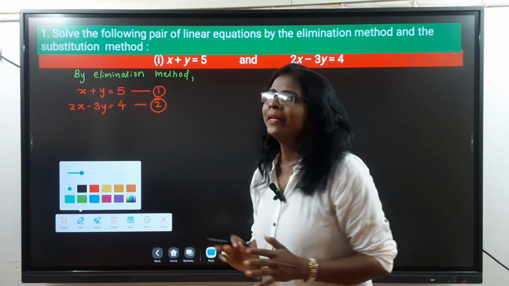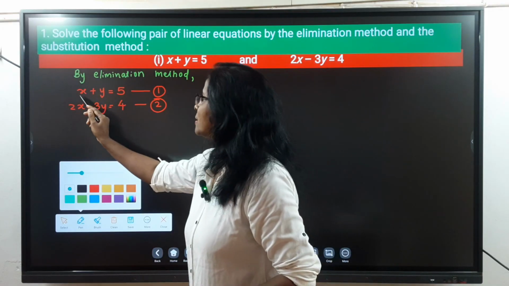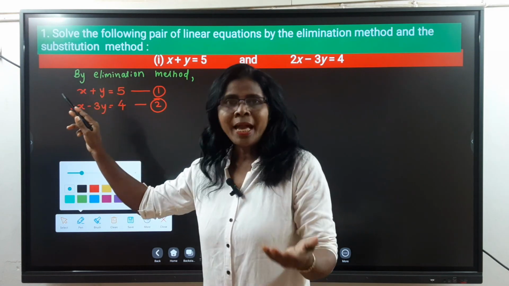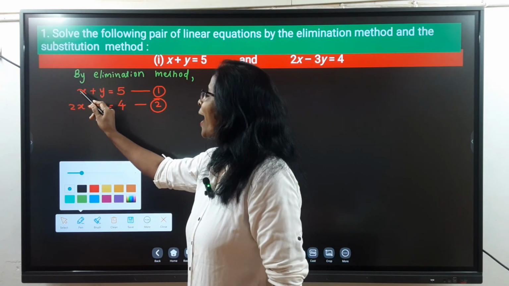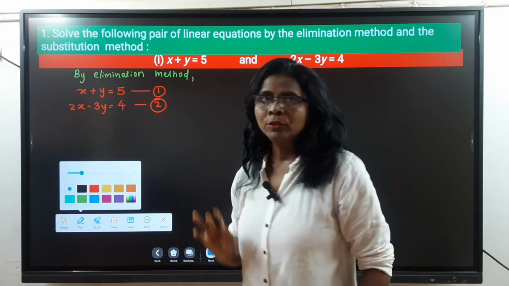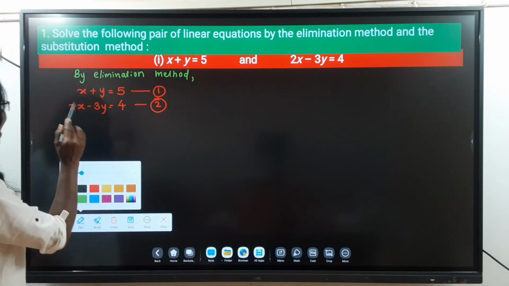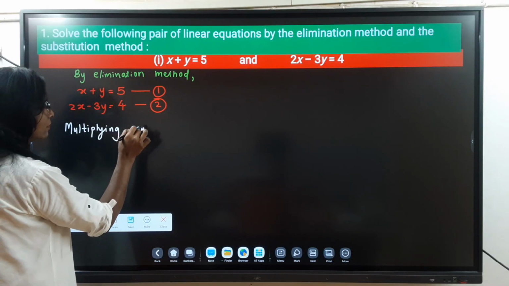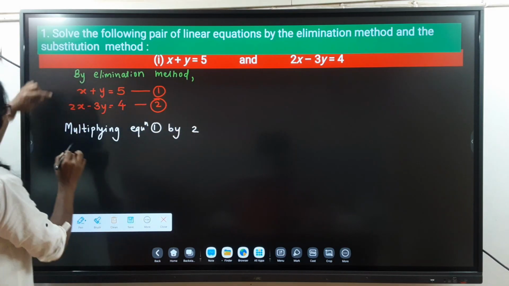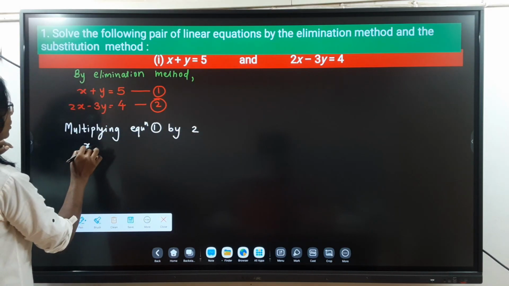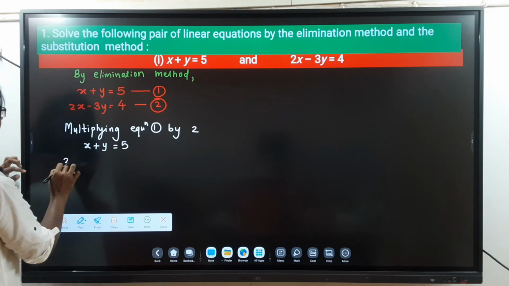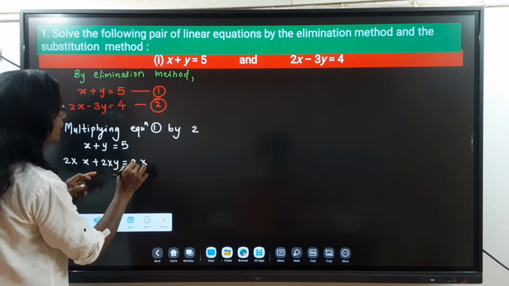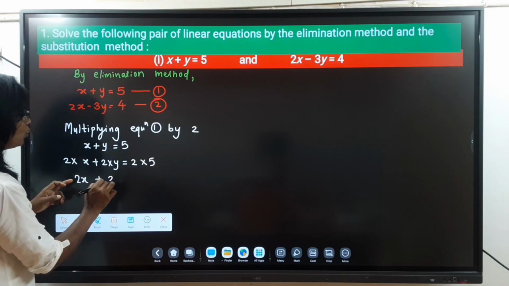So now we decide that we equate the variable x in equation 1, because in the second equation there is a coefficient 2, and to carry out the elimination method we should have coefficient 2 in equation 1 for x. So I multiply equation 1 by 2. The equation x plus y is equal to 5, multiplying both sides by 2: 2 multiply x plus 2 multiply y is equal to 2 multiply 5. Then I got 2x plus 2y is equal to 10.